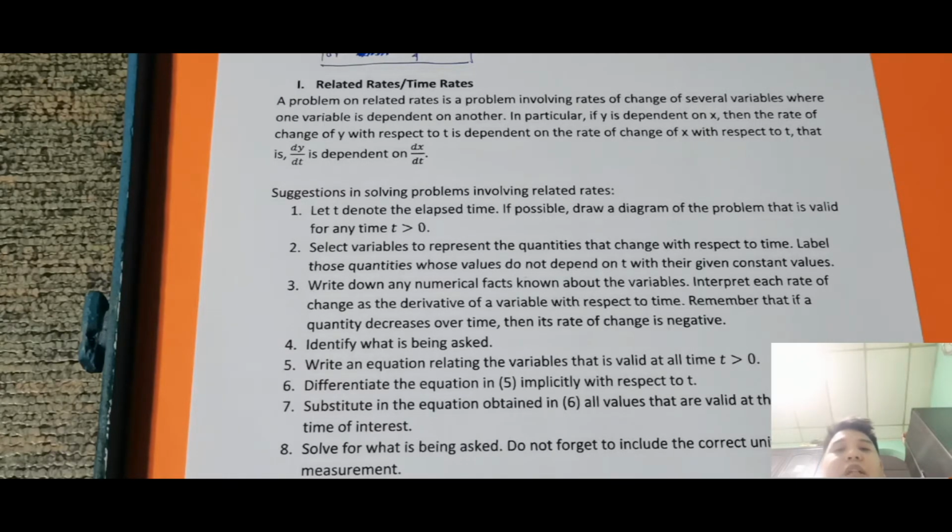Okay, so number 3, write down any numerical facts known about the variables. Interpret each rate of change as the derivative of the variable with respect to time. Then remember that if a quantity decreases over time, then its rate of change is negative. So again, kung nagde-decrease siya, dapat siya ay negative. So for example, sliding downward, meaning negative yon.